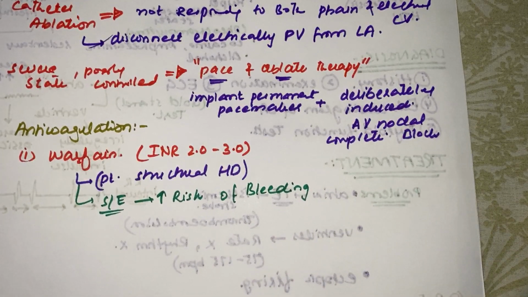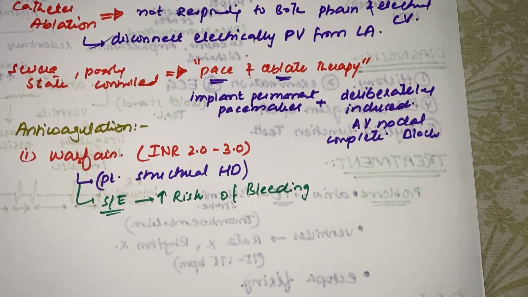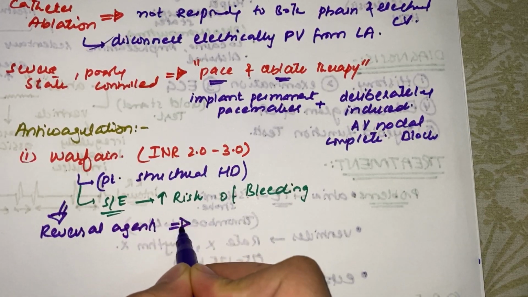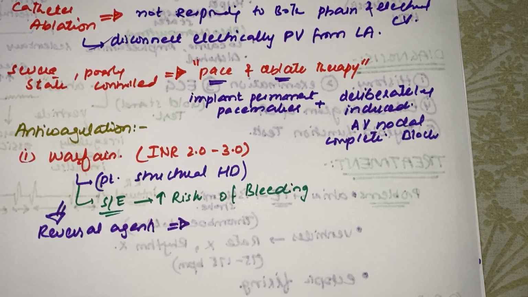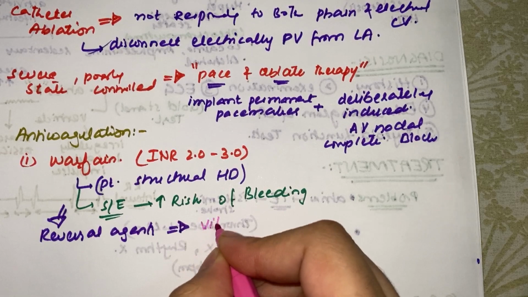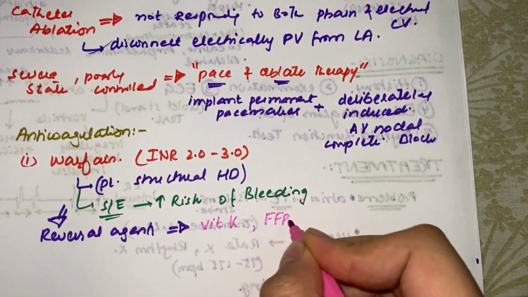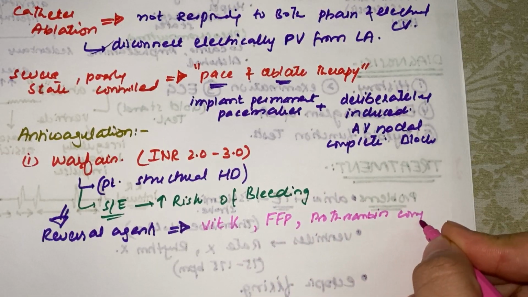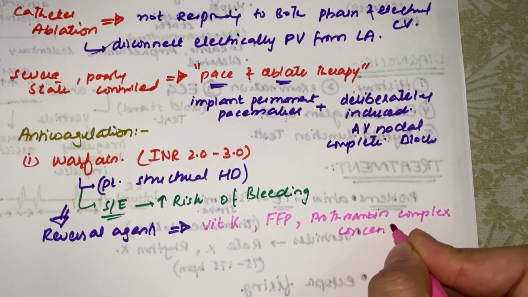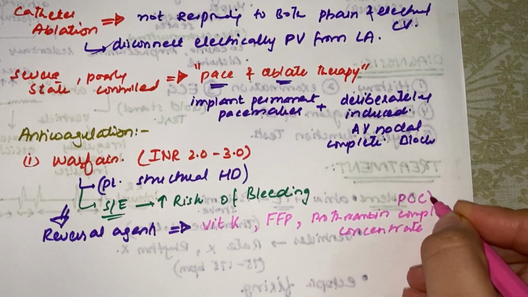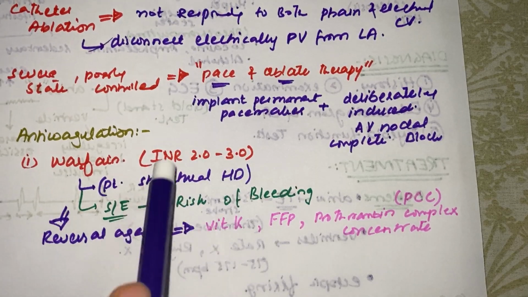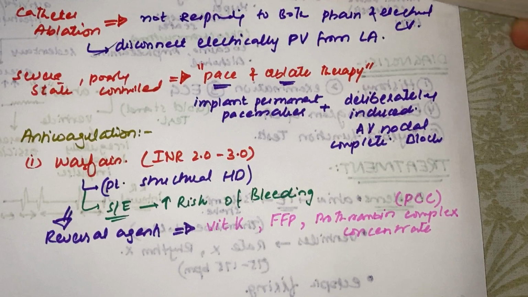So of course we should know any drug that can reverse the action of warfarin. For that purpose, the reversal agents of warfarin are very important to know. What are the reversal agents of warfarin? We can give vitamin K to the patient, we can give fresh frozen plasma, or we can give clotting factors, which is prothrombin complex concentrate, abbreviated as PCC. So these are the drugs which reverse the action of warfarin, and warfarin is only limited to the patients who have structural heart disease.